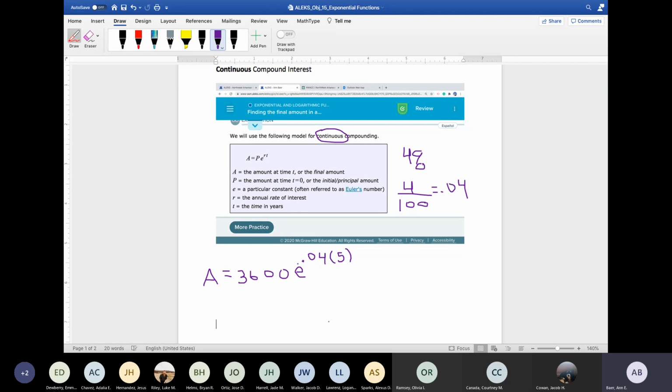I got $4,397.04, but the next digit is a 9, so I have to bump that 4 to a 5. So this is what I got: 4,397.05.